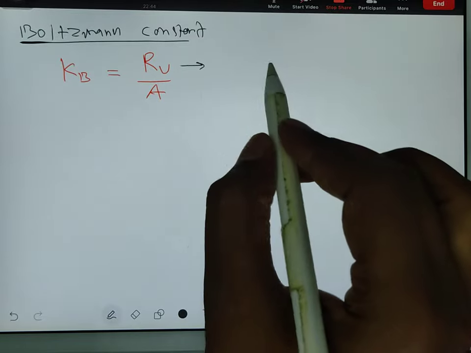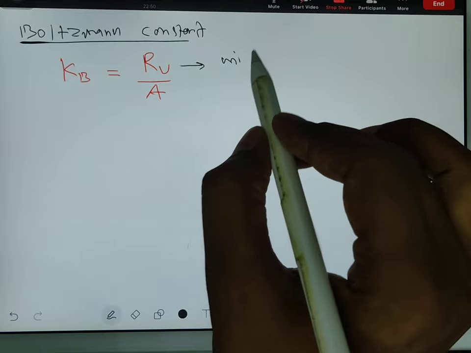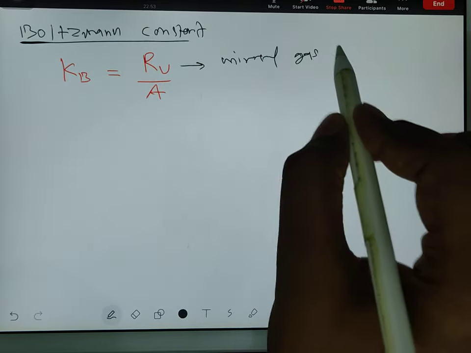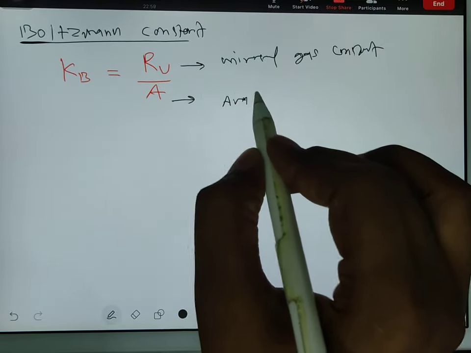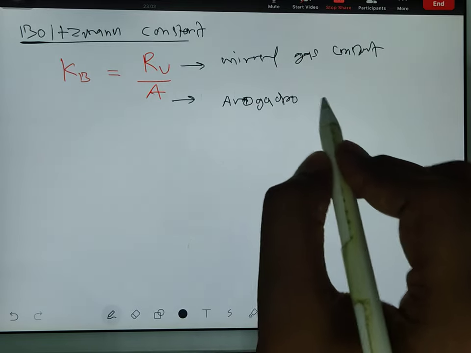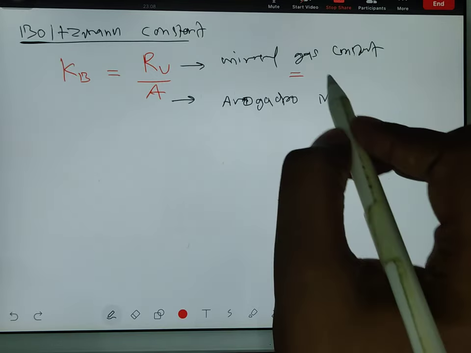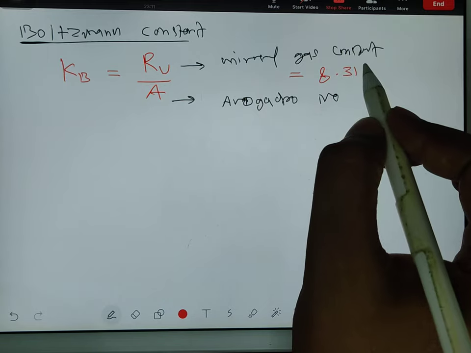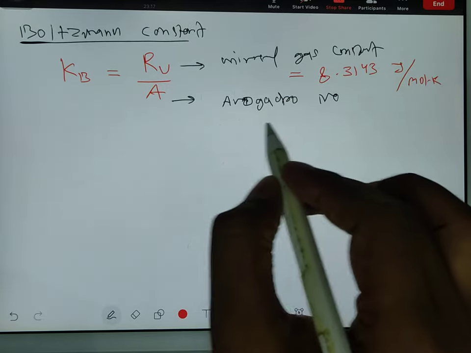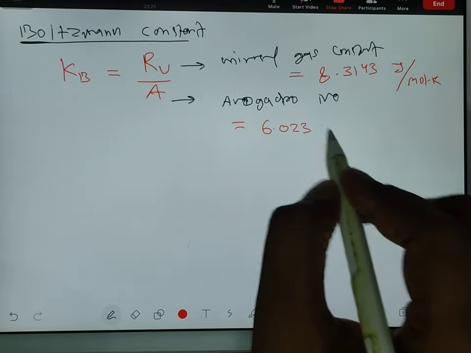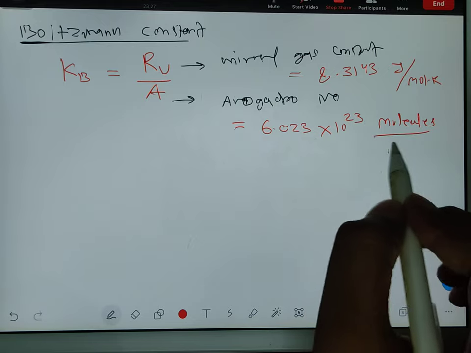This R universal is a well-known property. This is the universal gas constant, common for all the gases. I will explain what this is. And A is your Avogadro number. You know the value of the universal gas constant is 8.3143 joule per mole Kelvin. And the Avogadro number everyone knows, 6.023 into 10 to the power 23, molecules per mole.